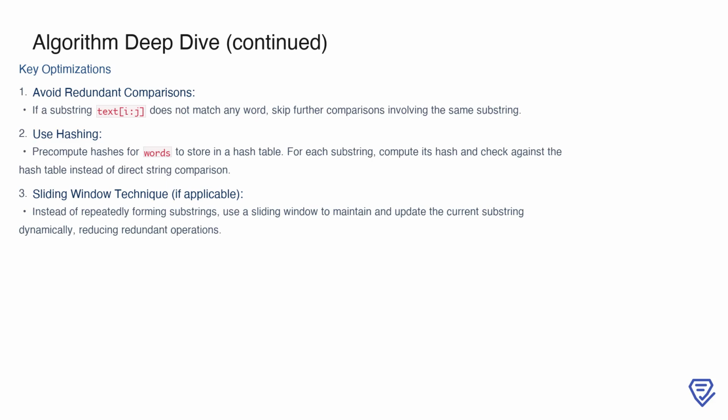Another useful technique is the sliding window approach. Instead of repeatedly creating new substrings, we can dynamically maintain and update the current substring as the window slides across the text. This minimizes redundant operations and reduces the overhead of substring extraction. Incorporating these optimizations can significantly improve the efficiency of the algorithm, making it more practical for larger inputs.